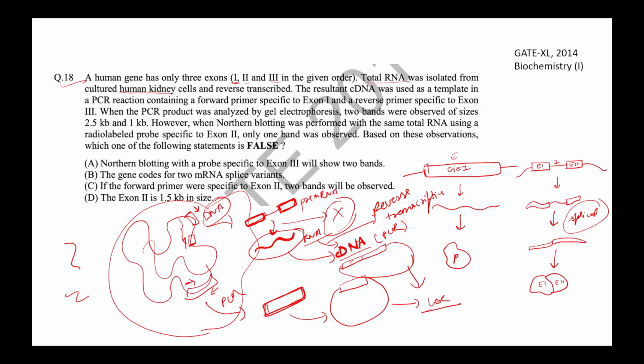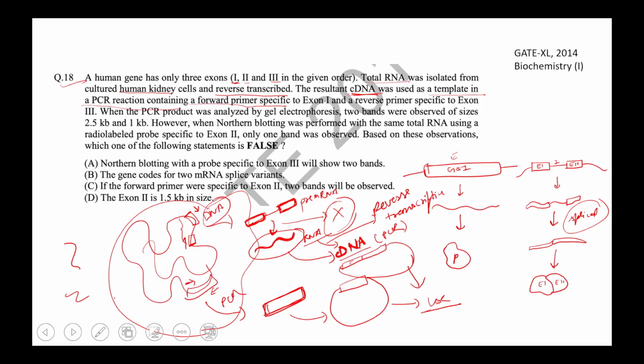Okay, so they have isolated the RNA from the kidney cells and performed the reverse transcription. That means they have made the cDNA as well, and the resulting cDNA they used as a template in a PCR reaction containing a forward primer specific to exon 1 and reverse primer specific to exon 3. Okay, and when the PCR product was analyzed, two bands were observed. So how is this happening?